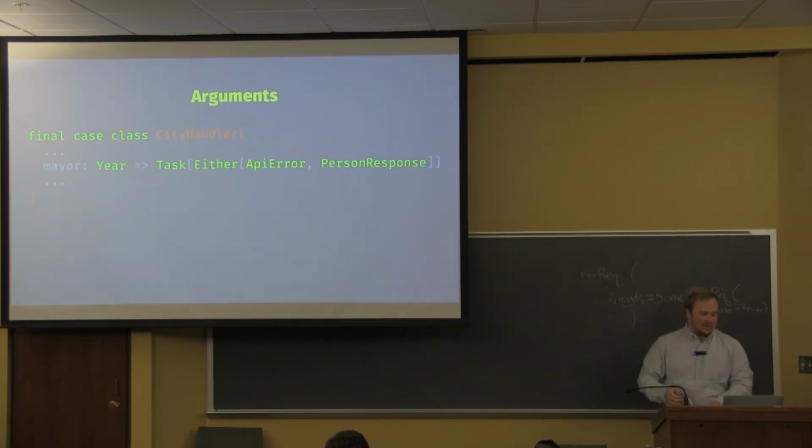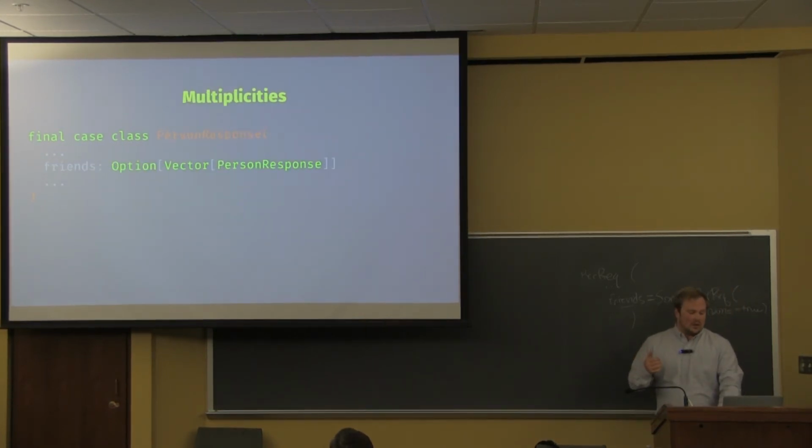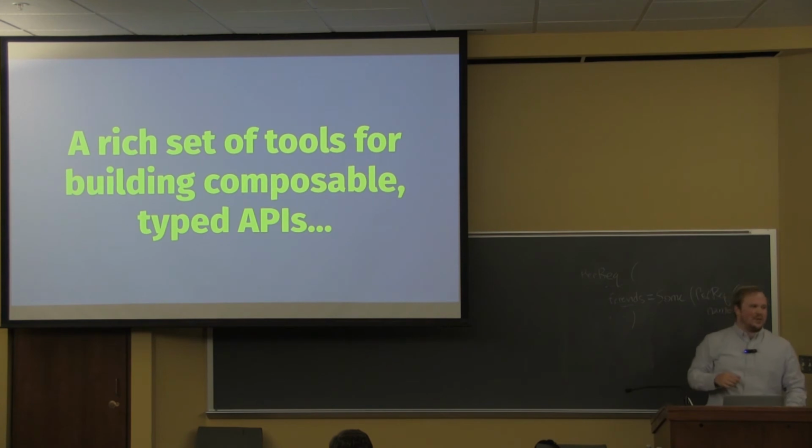So yeah, those are the extensions that I wanted to talk about, the ones that I've implemented in Maya. I think if you get all those together, you actually have the ability to write some very interesting API specifications. You just need to consider, again, local errors, multiplicities, and arguments, and you can have a really rich language. I said it, a really rich set of tools for building composable APIs.